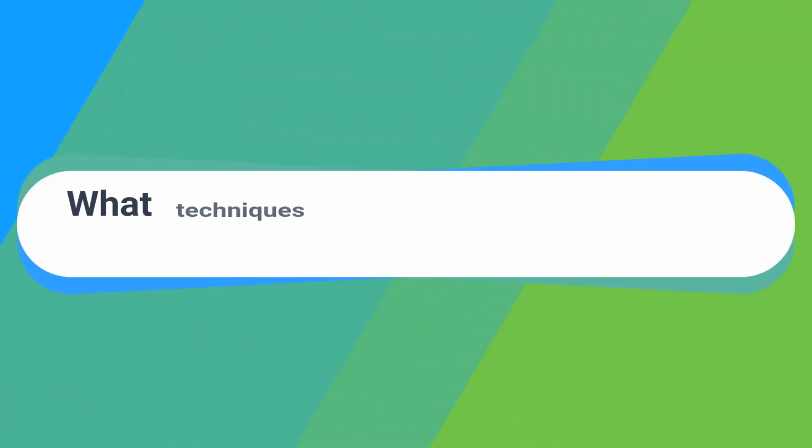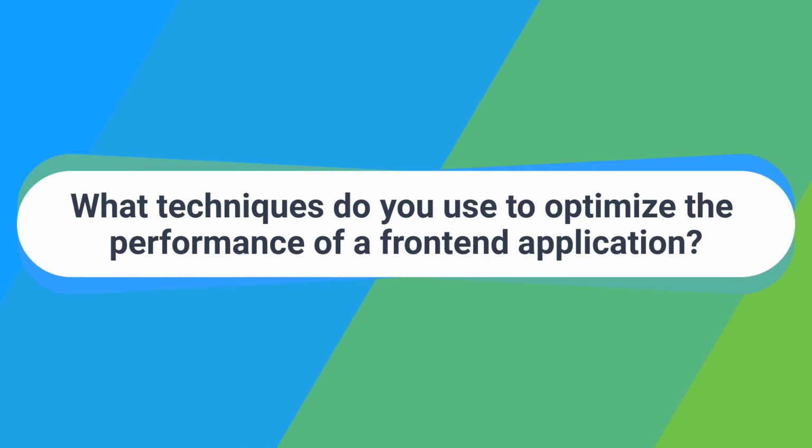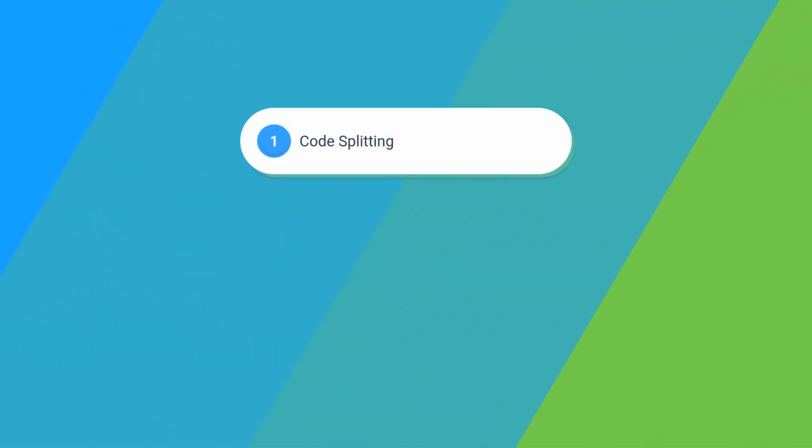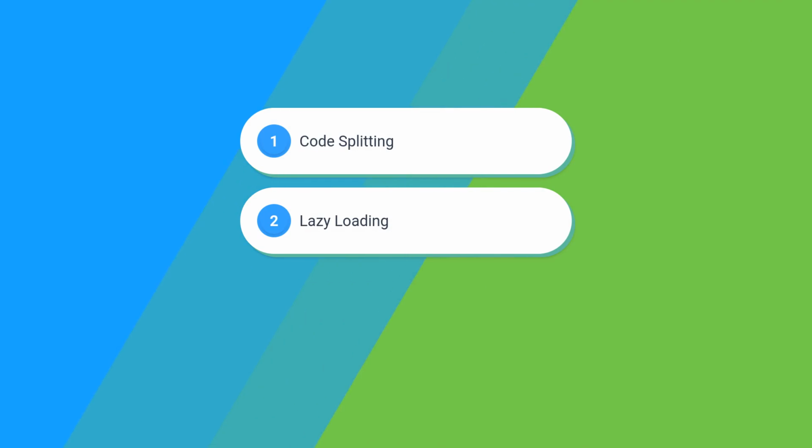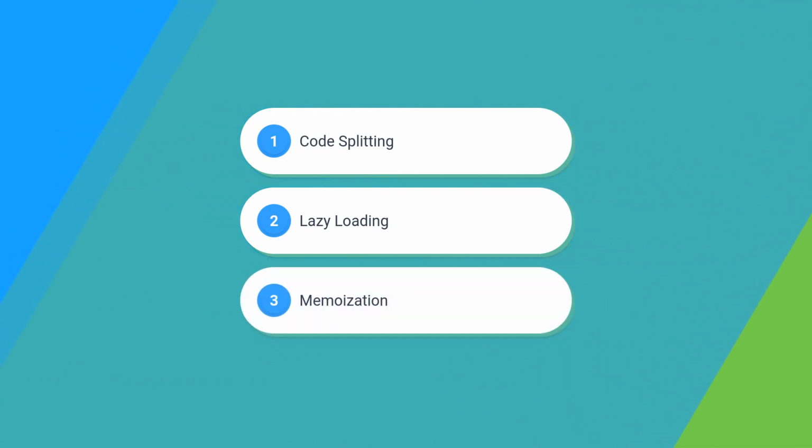What techniques do you use to optimize the performance of a front-end application? Code splitting. Break the application into smaller chunks that can be loaded on demand. Lazy loading. Load components or modules only when needed. Memoization. Use memo to prevent unnecessary re-renders.